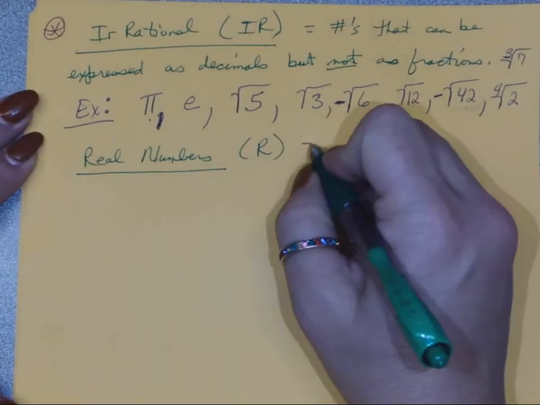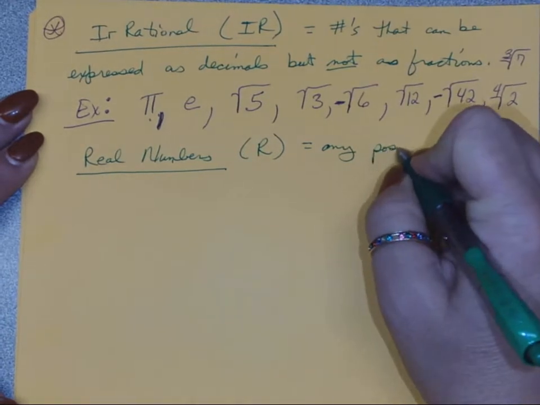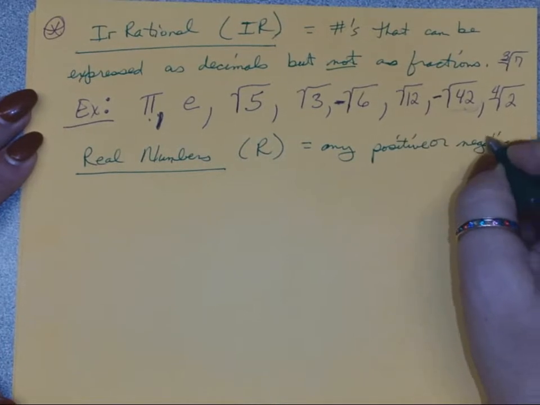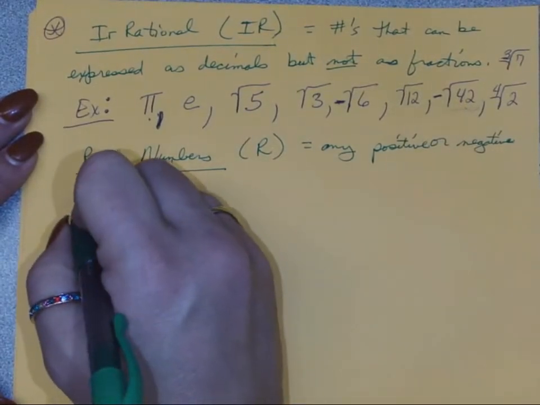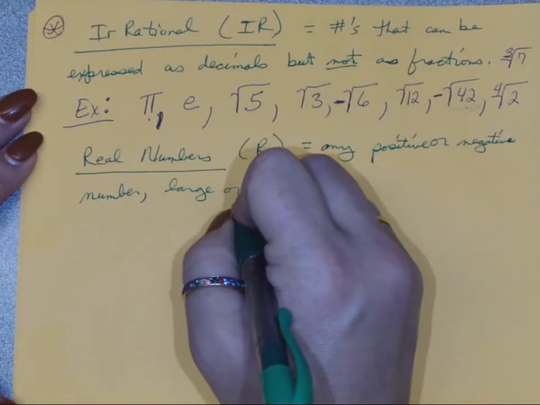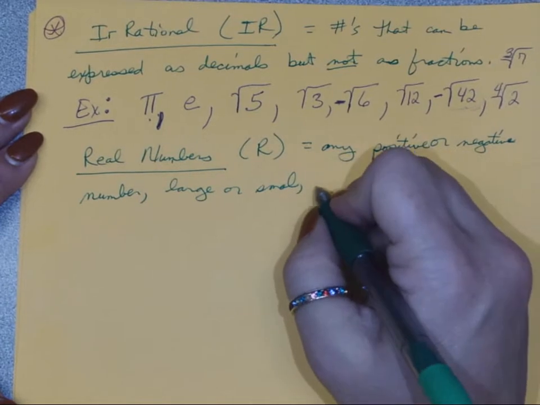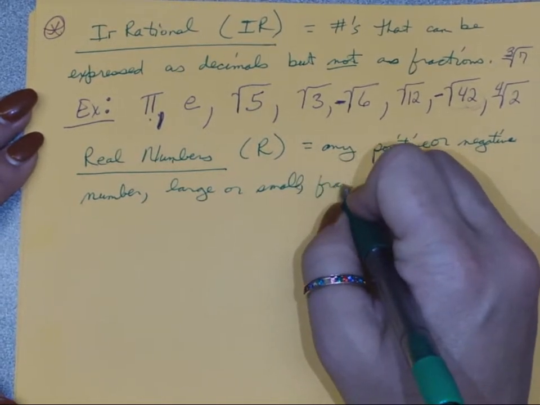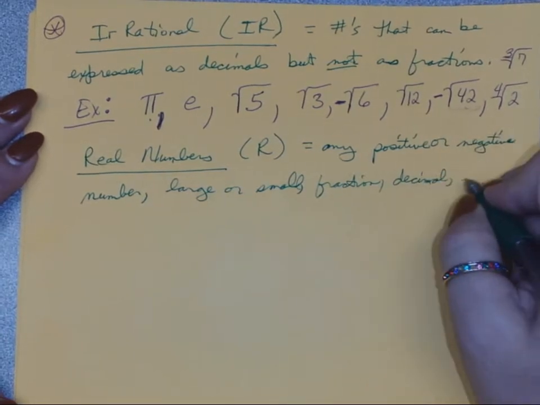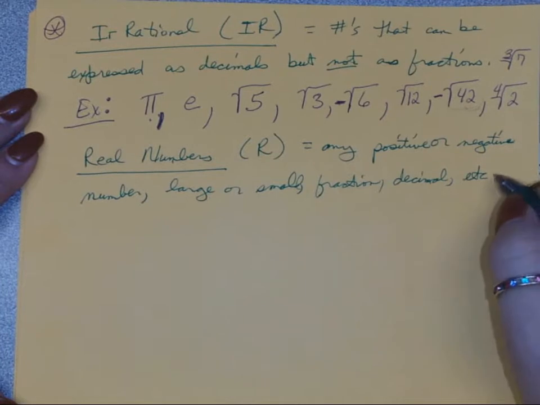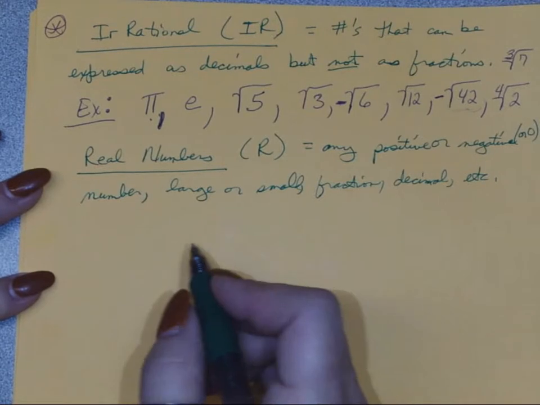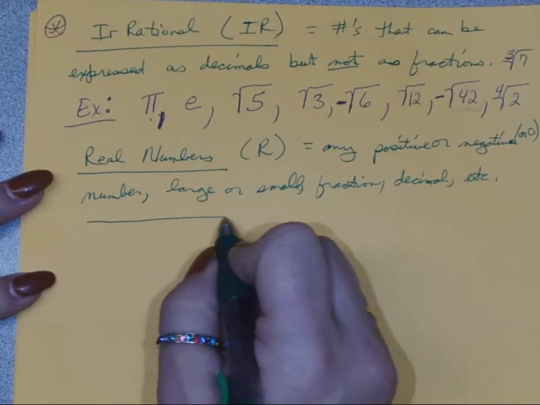And this is any positive or negative number, large or small, fraction, decimal, etc. Or 0. Throw him in there too, right? Because basically when you think real numbers, you should think what goes on a real number line.